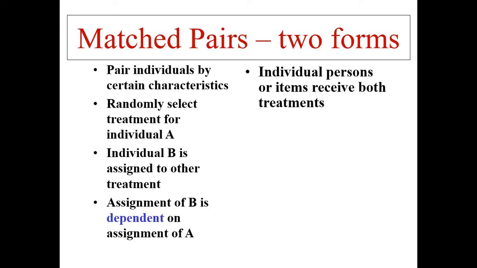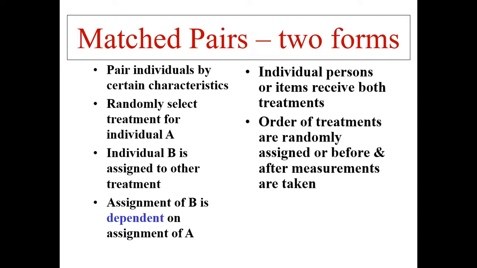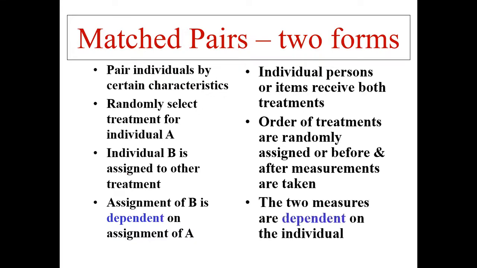Other times we can compare one individual person that receives both treatments, or an item that receives both treatments. So we randomly assign a before and after, and then take measurements at the end. Sometimes we saw the example with the shoes. You know, we had a right shoe and a left shoe, and then you switch things. So lots of examples of matched pairs. These two measurements are dependent on the individual. So those are a couple examples of matched pairs.